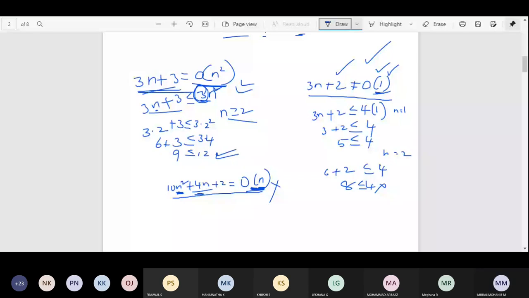Here you just see, this side we are having n square, but this side we are having only n. So how to prove that this is less than this one? Whatever the value you take for n, is it possible? Kindly respond, please.